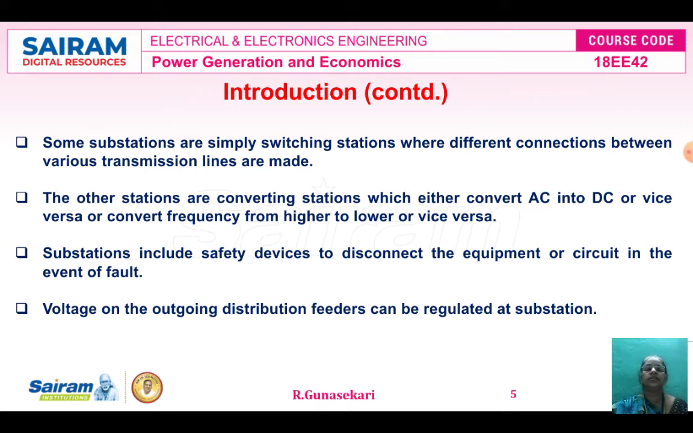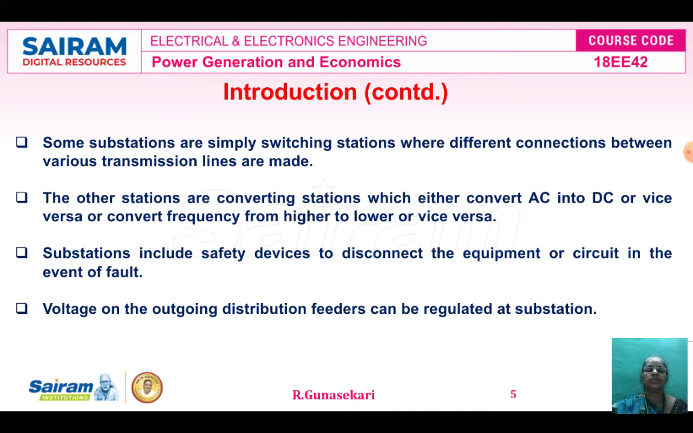The other stations are called converting stations. What is meant by converting stations? We can generate the power only as AC. Suppose we require DC, then AC is converted into DC, or DC is converted into AC, vice versa, or the frequency is converted from a higher value to a lower value, or lower to higher, depending upon our application. Such types of substations are called converting substations.